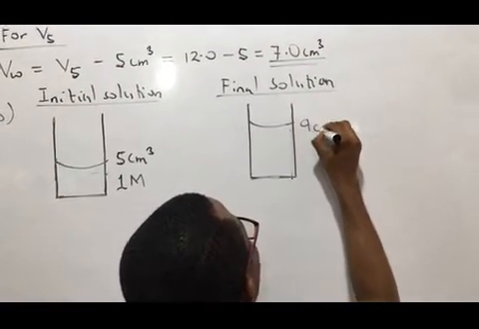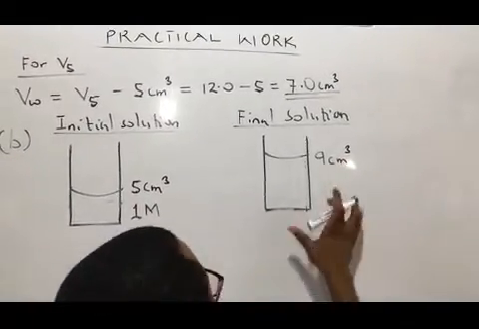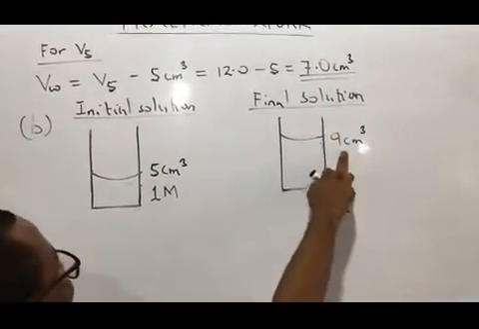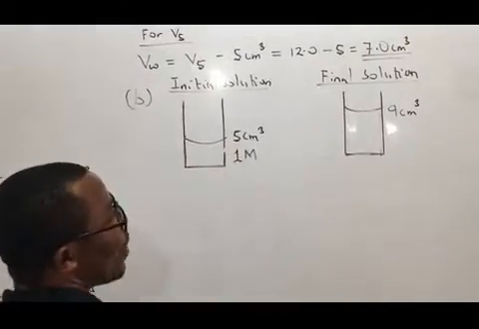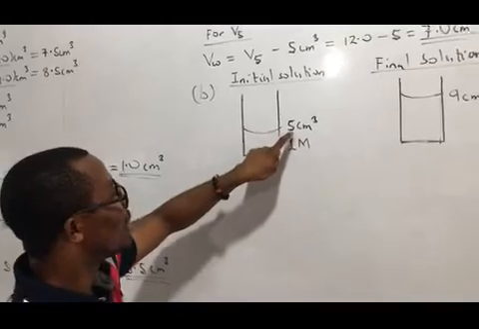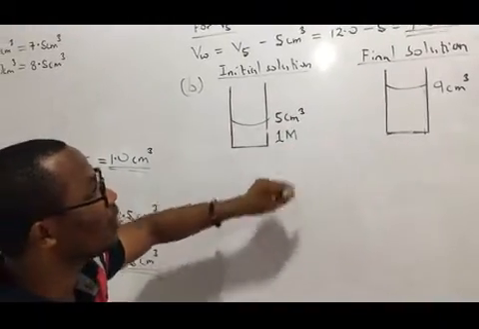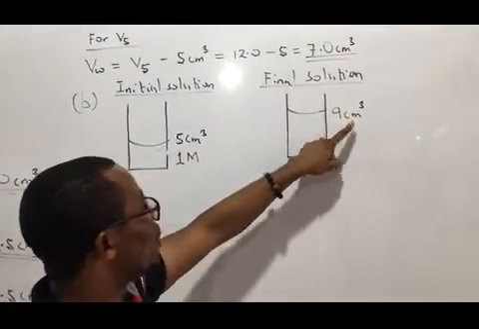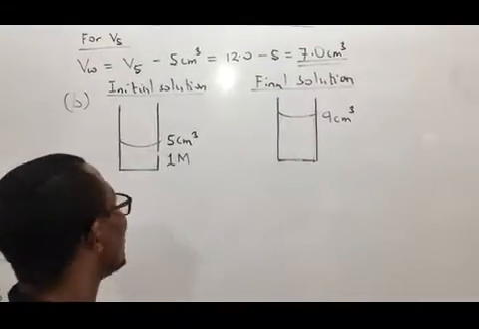So we have 9 cm³. The volume is 9 cm³. The initial volume was 5 cm³. This is the final volume, and this is the initial concentration. Then we have to find the concentration here. Since this is the initial solution, the 5 cm³ is the initial volume, and the 1 molar is the initial concentration. This is the final solution, so the volume here is the final volume, and we are asked to find the concentration here. That represents the final concentration.